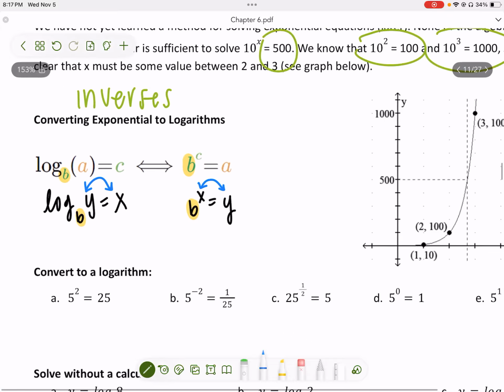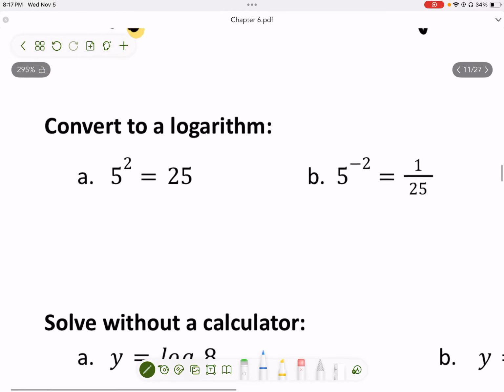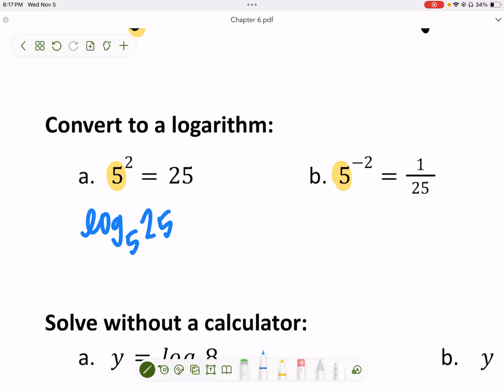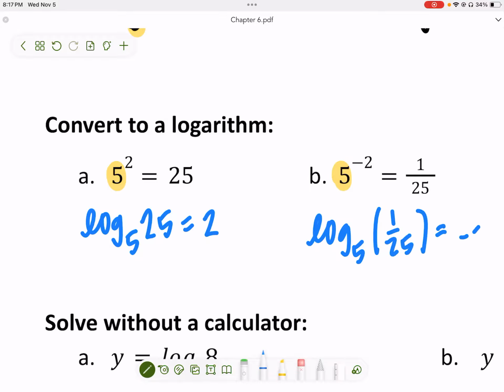This tends to be the trickiest thing, so that's what we practice quite a bit. We convert and go between the two so you get familiar with it. So let's start with these conversions. I'm going to go ahead and highlight my base so I always remember what it is. And I can go ahead and write log base 5. Okay, so remember now the 2 needs to be on the other side, which means we have log base 5 of 25 equals 2. All we need to do is to convert. Let's do the next one, log base 5. Negative 2 is on the other side, which means 1 over 25 is inside and equals negative 2.